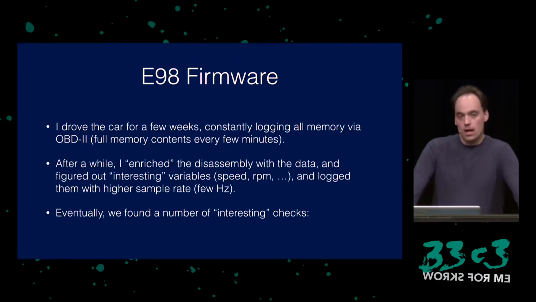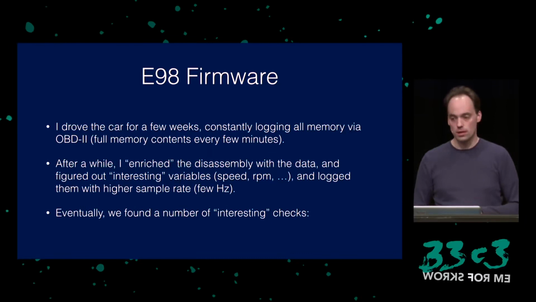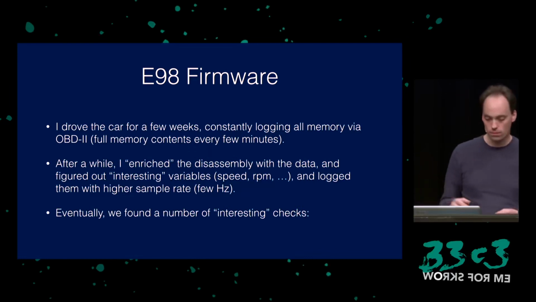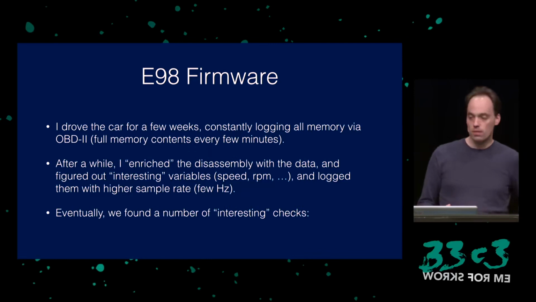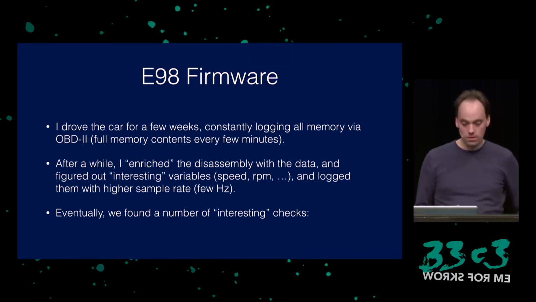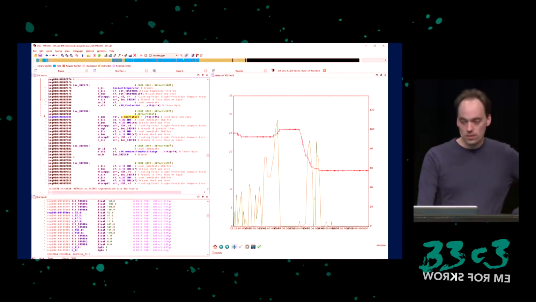The next thing I did was I drove the car for a few weeks, and I let a device attached that would constantly log all memory using the read by address thing, and every few minutes I would get one memory dump, basically. It's a few hundred kilobytes of RAM. And then I put this into my disassembly, and that allowed me to understand more of what the individual variables do there. And I found some interesting things.